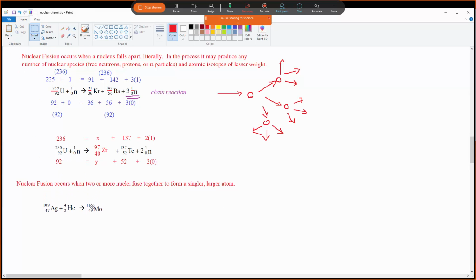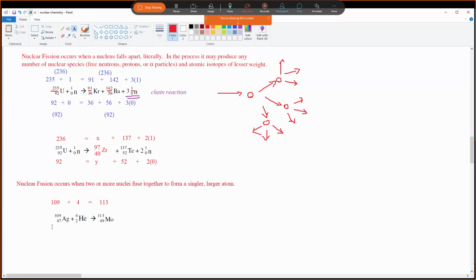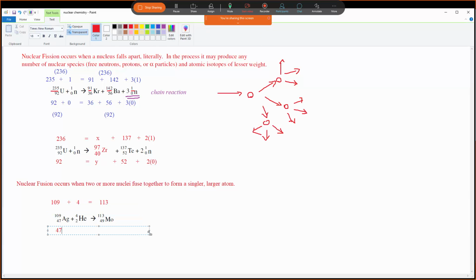Scientists will fuse things together. Usually they'll bombard, or maybe they'll shoot, say, this silver atom with a helium atom, and then they'll collect the molybdenum that's formed, right? So again, just to confirm, we have a mass of 109 plus 4 on the left-hand side, and that is equal to our total mass of 113 on our right-hand side. And in terms of our positive charges, 47 plus 2, and this is going to equal 49.